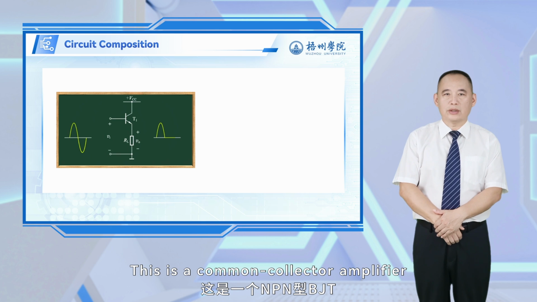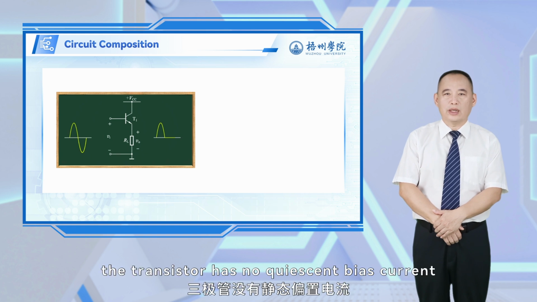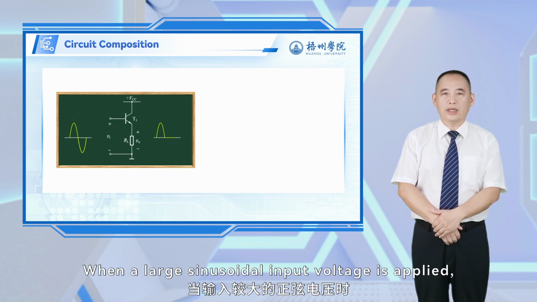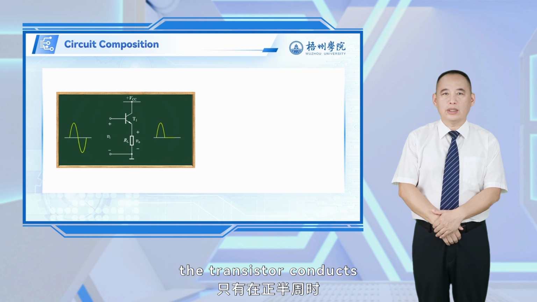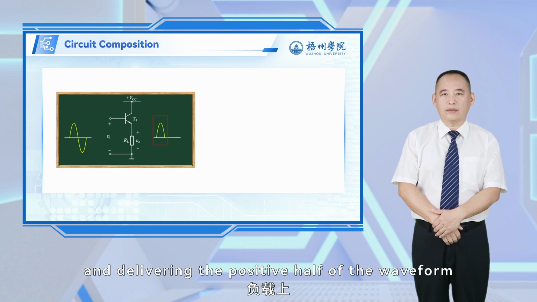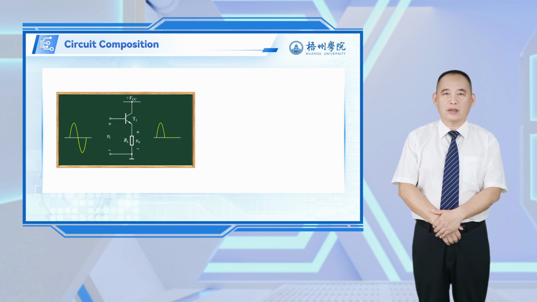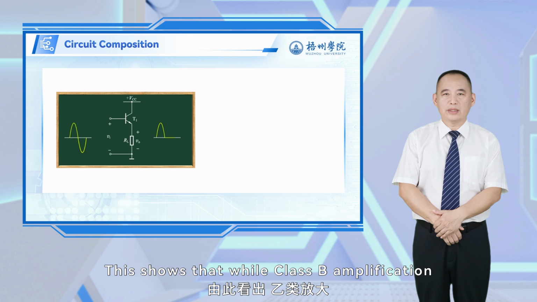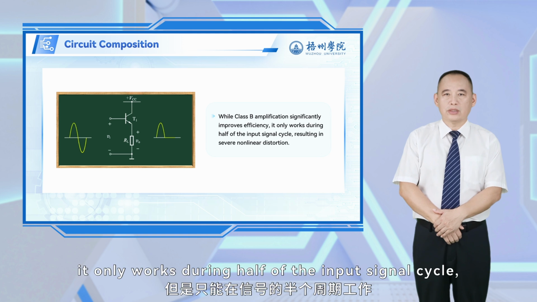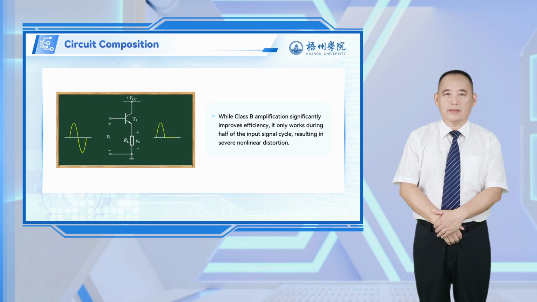This is a common collector amplifier using an NPN BJT. Under static conditions, the transistor has no quiescent bias current and operates in Class B mode. When a large sinusoidal input voltage is applied, the transistor conducts only during the positive half cycle, producing emitter current and delivering the positive half of the waveform to the load. During the negative half cycle, the transistor is cut off, and the voltage across the load is zero. This shows that while Class B amplification significantly improves efficiency, it only works during half of the input signal cycle, resulting in severe nonlinear distortion.